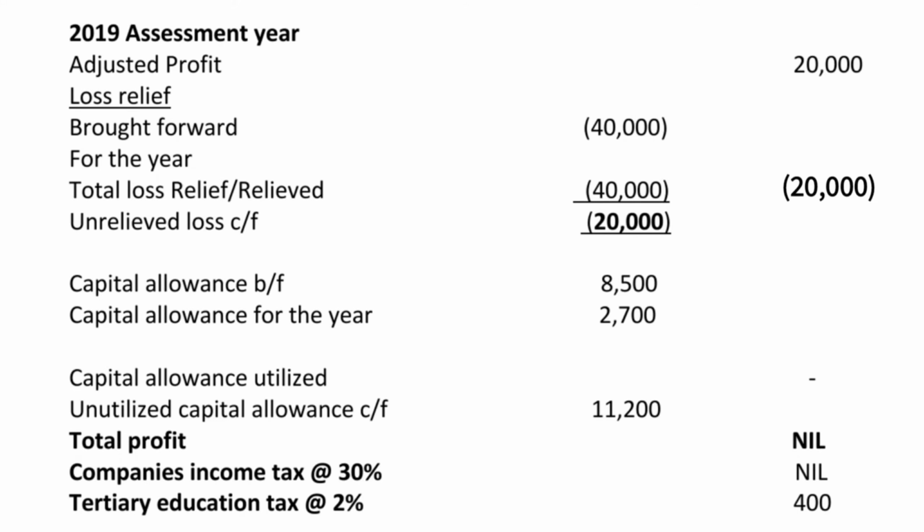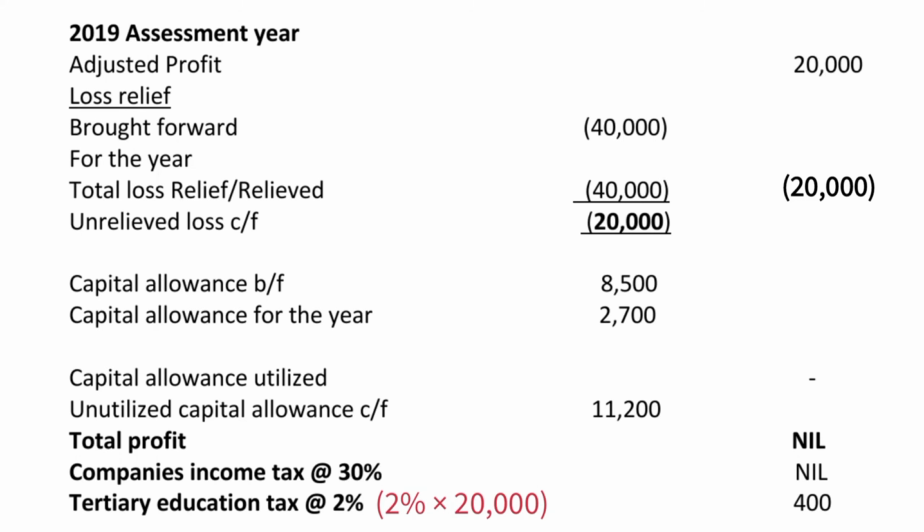Okay, then you move to your capital allowance brought forward. You are bringing forward 8,500. For that year of assessment, you have 2,700, which gives you a total of unutilized capital allowance of 11,200. Okay, your total profit is zero. I mean, there's nothing left. Okay, so your CIT is 30% of total profit or taxable profit, and that is also nil. Then you have your tertiary education at 2%. Now 2% of 20,000 will give you 400. Okay, 2% of 20,000 gives you 400, and then that's simple.